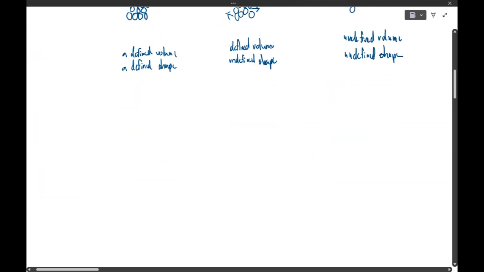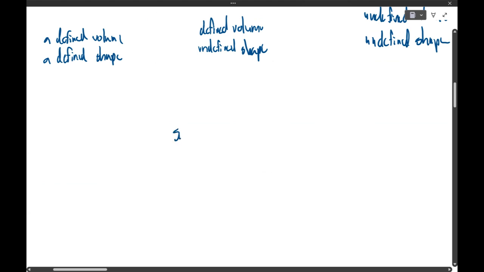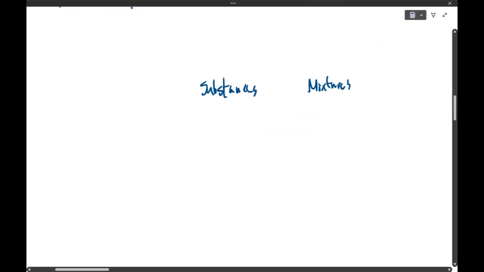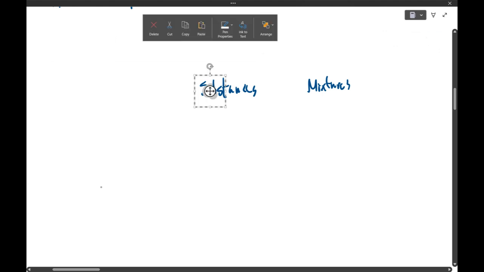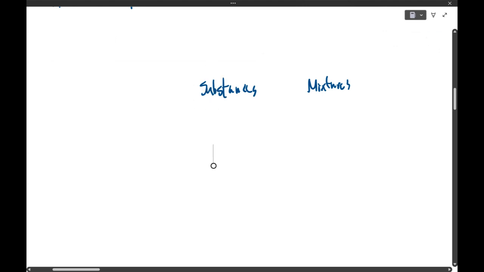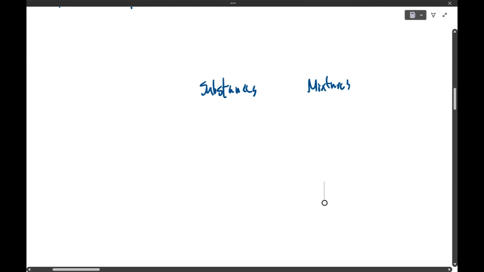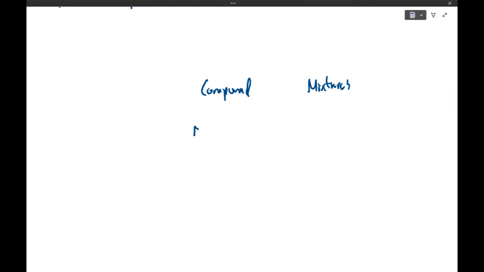Now with that out of the way, we can also tackle something else. So substances and mixtures. So what a compound is, it's a chemical substance made up of two or more types of atoms.